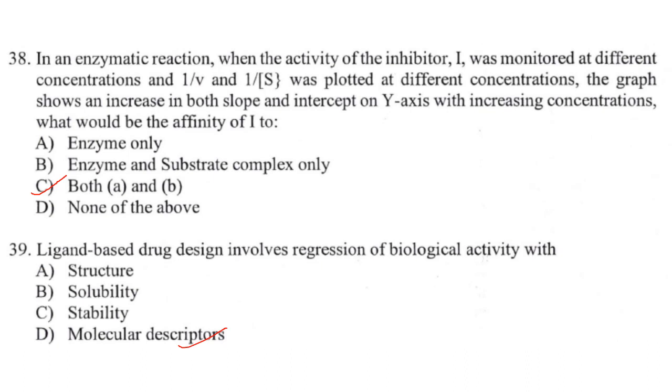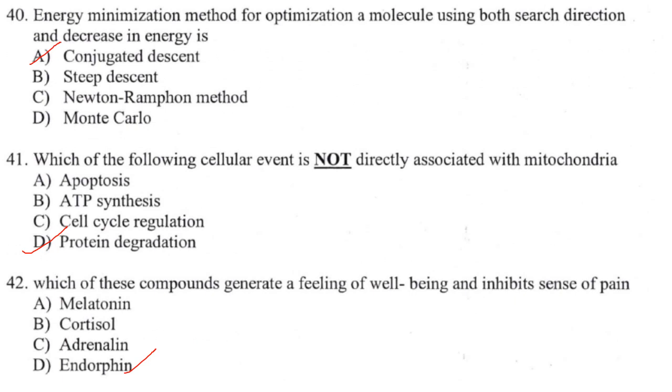Then next one. Ligand-based drug design involved regression of biological activity with molecular descriptors. Answer is option D. Energy minimization method for optimization of a molecule using both search direction and decrease in energy is conjugate gradient descent. Answer is option A.